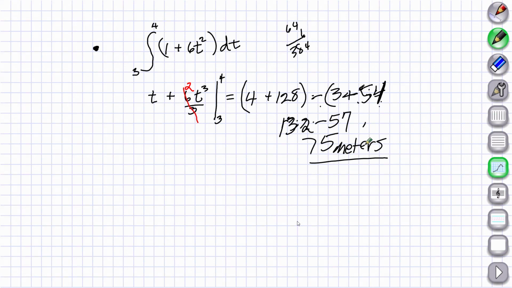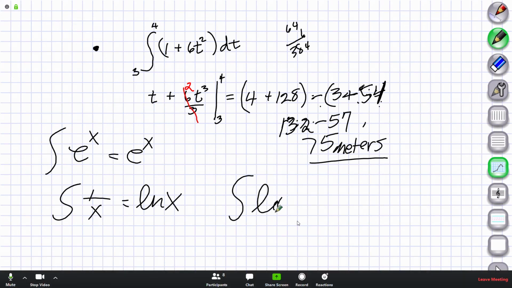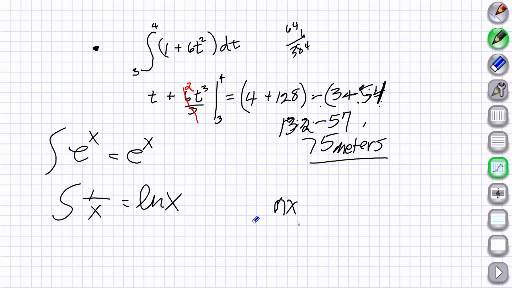Okay, any others you want to see? Anything that might be a little tricky? Let's see if there's anything with an x in it. x to the -1. No. Just remember the old rule, e to the x is e to the x, and 1 over x is ln. The derivative of ln x is easy, but the antiderivative is very difficult. So we'll work on those.